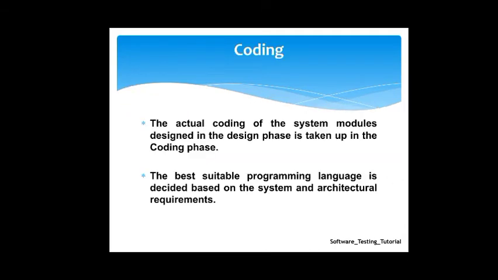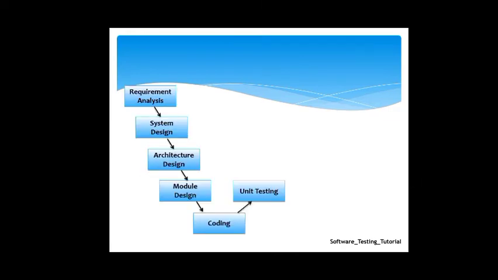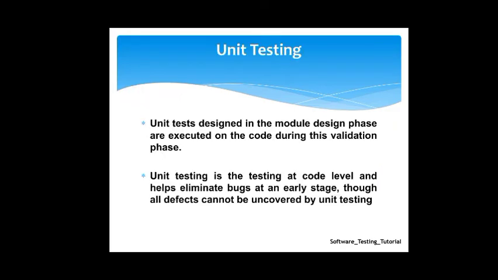Coding. The actual coding of the system modules designed in the design phase is taken up in the coding phase. The best suitable programming language is decided based on system and architectural requirements. Unit testing. Unit tests designed in the module design phase are executed on the code during the validation phase. Unit testing is testing at the code level and helps eliminate bugs at an early stage, though all defects cannot be uncovered by unit testing.